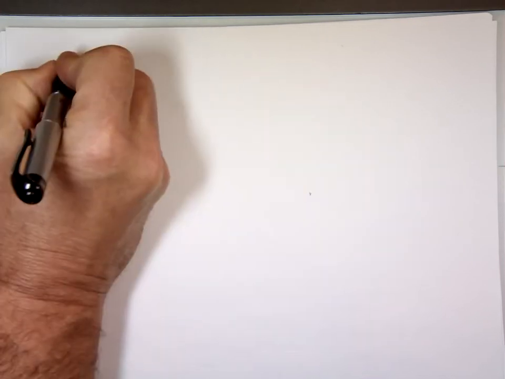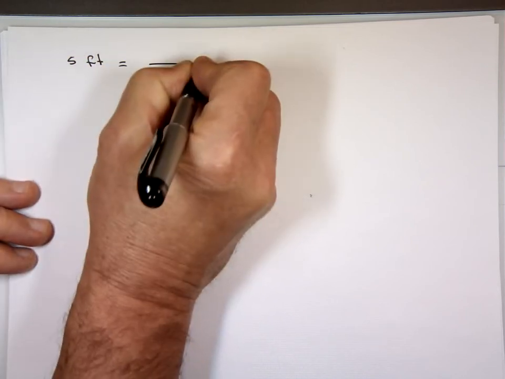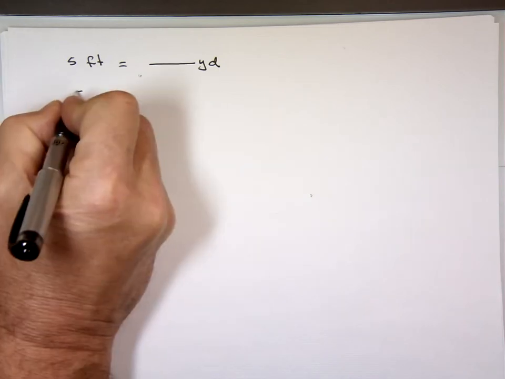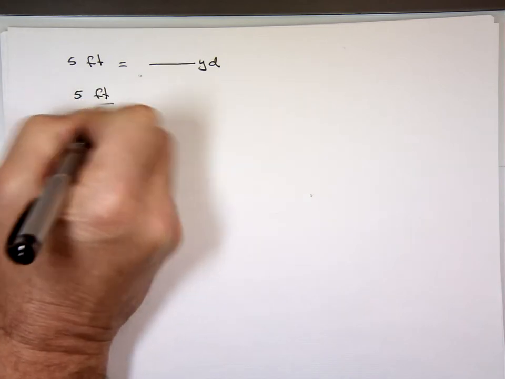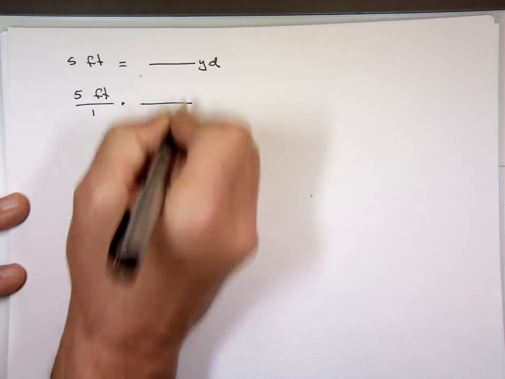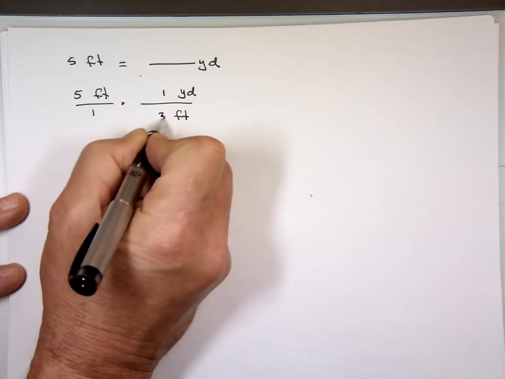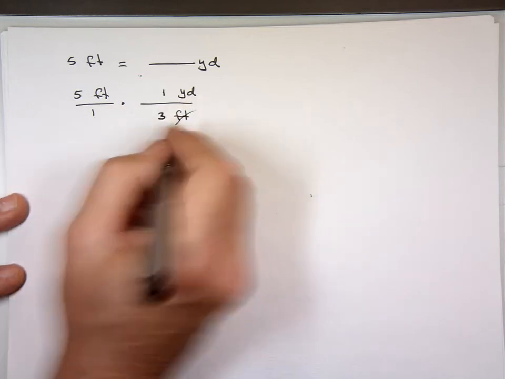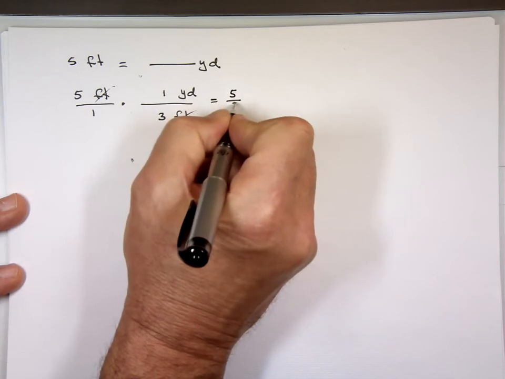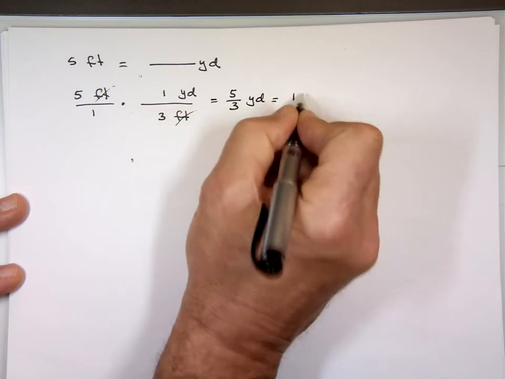5 feet, 2 yards. Again, that's 5 feet over 1. Feet on the top, that means I want feet on the bottom. Yards on the top. 1 yard has how many feet? 3. 5 times 1 is 5 over 3. And if you divide them, that's what, 1 2/3, is it?